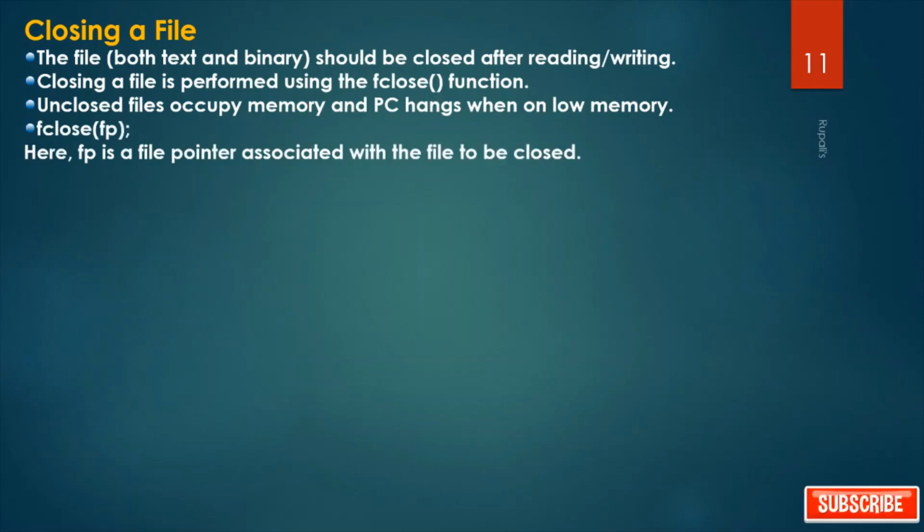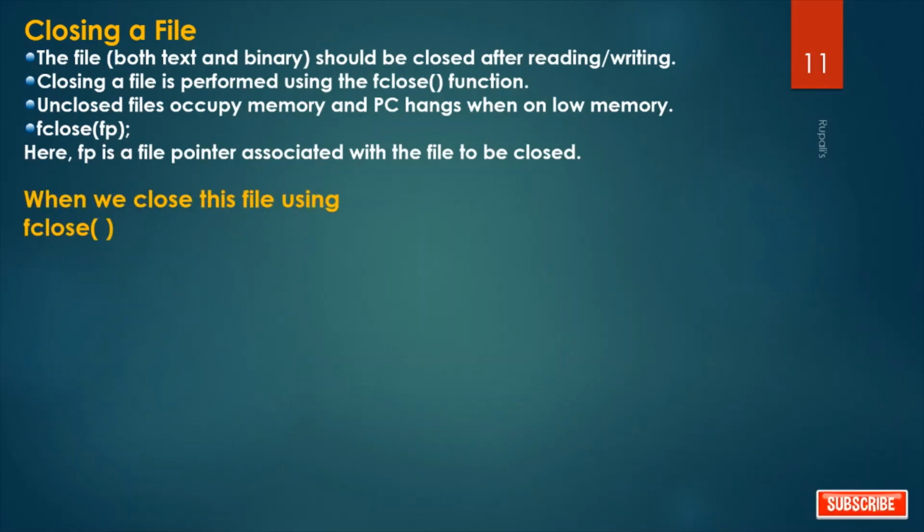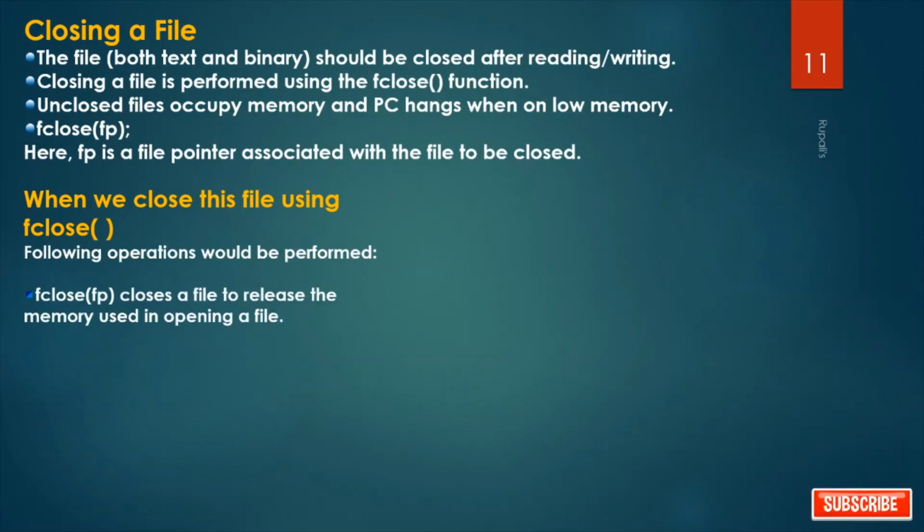So what is the syntax? First write fclose, then within brackets fp, where fp is the file pointer associated with the file which you want to close. When we close the file using fclose, the following operations are performed. First, fclose(fp) closes the file to release the memory used in opening a file. When you close your file by fclose, the memory will be released.